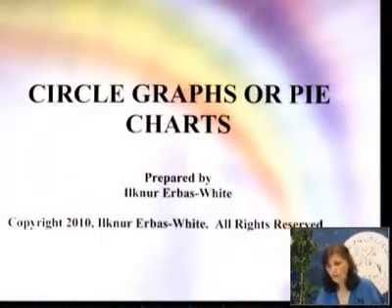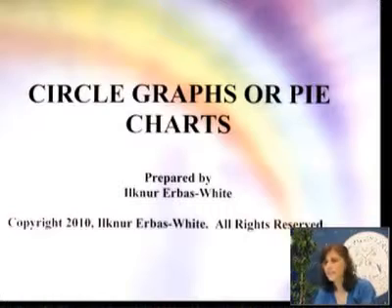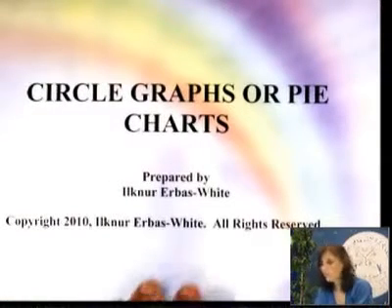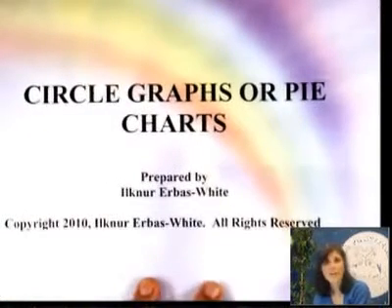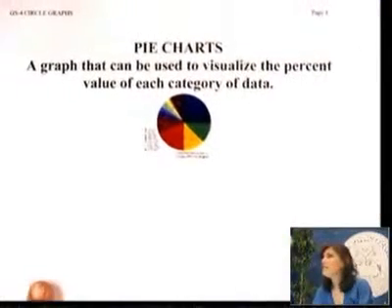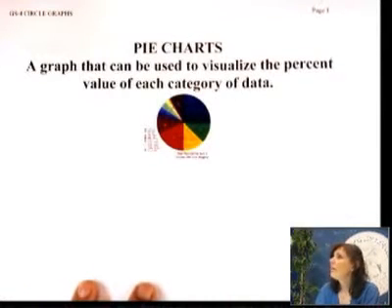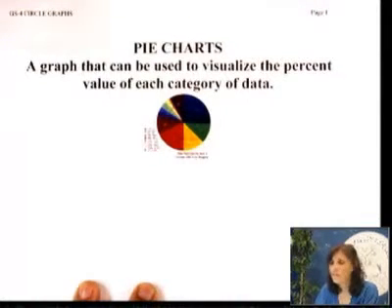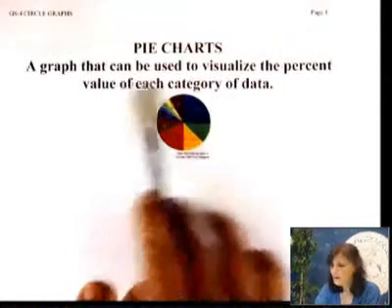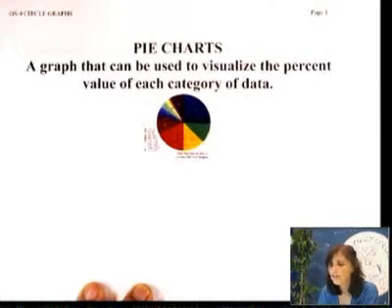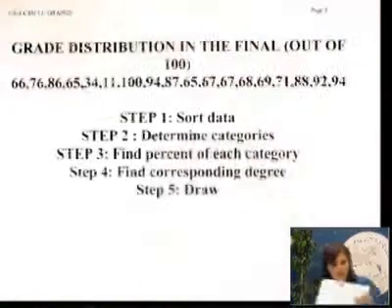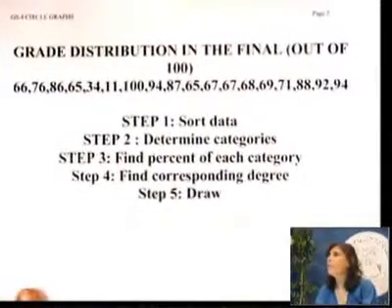Today we'll go over circle graphs or pie charts at the pre-algebra or beginning algebra level. I'll just show you how to generate and read a pie chart. A pie chart looks like this. It's circular. It looks like a pie. That's why it's called a pie chart. If I were to name this, I would have called it a pizza chart or something. But what it is used for is a graph that can be used to visualize the percent value of each category of data. You're trying to categorize data, and it's a very, very handy tool, very, very popular.